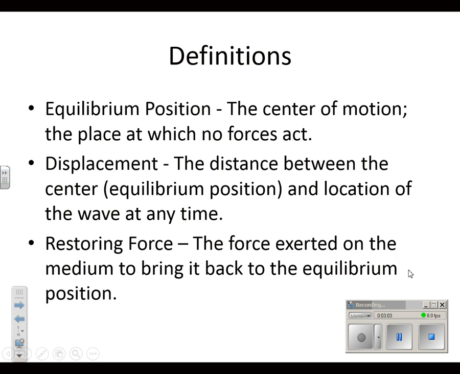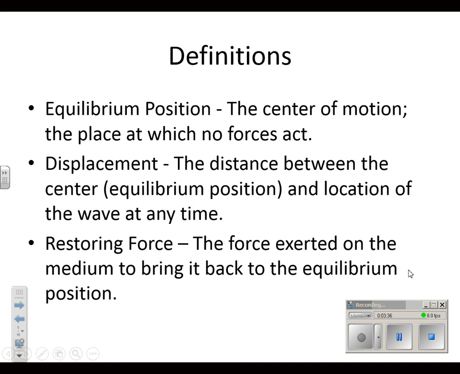Now, equilibrium position, you've heard me say this a couple of times in different definitions now. It's the center of the motion. It is where there's no forces. So if there were no forces, this is when it would be at equilibrium. So the net force would be 0, and this is in different spots. Like for a pendulum, that's when it's straight up and down, because there's no outside forces working on it. There's only gravitational force. So it's really where there's no restoring forces acting.